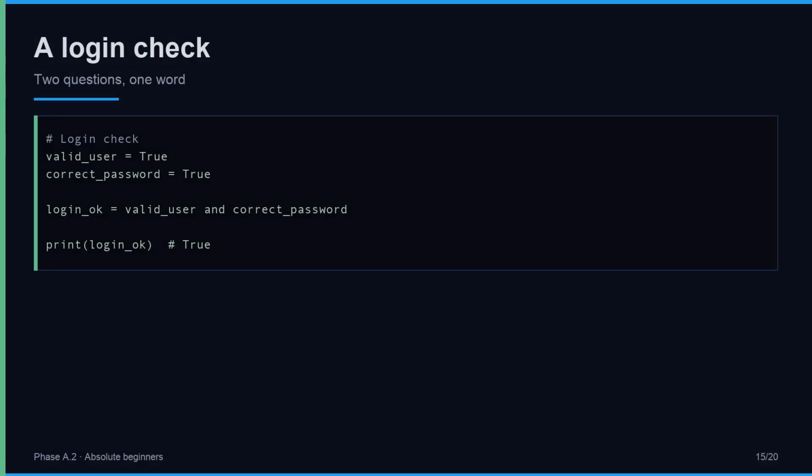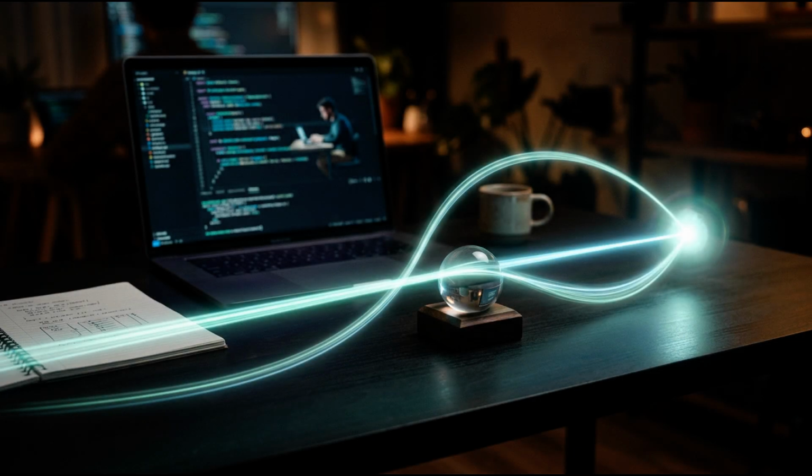Here is a login check written out. We have a bool saying the username is valid, and another saying the password is correct. We combine them with and into login OK. Only when both are true does the login succeed. This is the exact shape of real authentication code, simplified to its core. Two questions, joined by one small word, and the answer falls out clearly. Every secure system starts from logic like this.